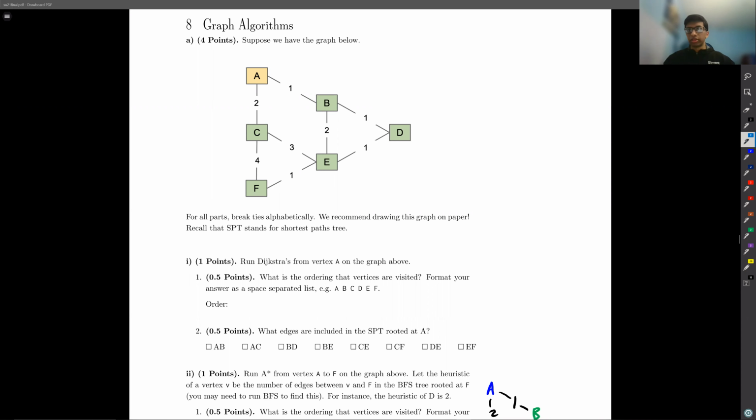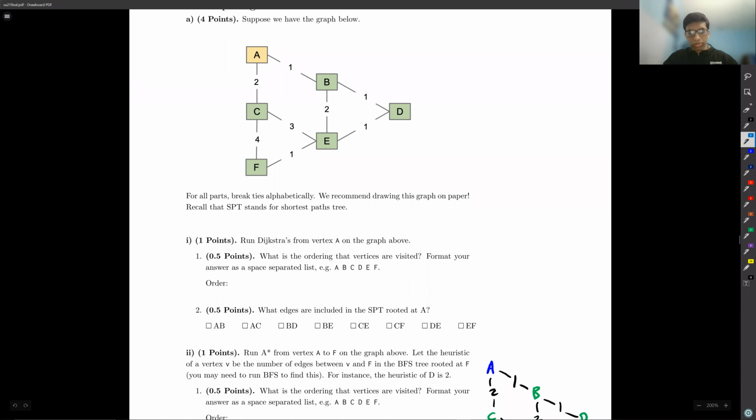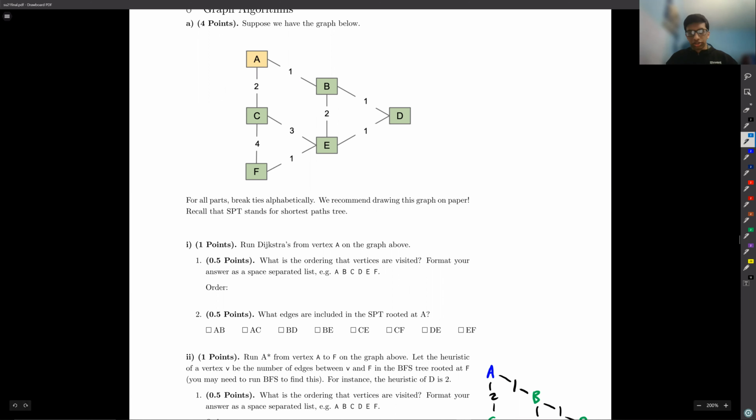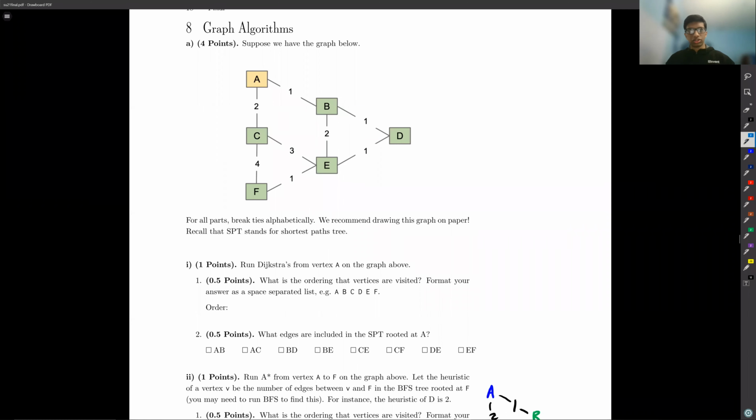Today we're going to be talking about the final, specifically a question on graph algorithms. So we're going to start with part A. We have some graph here, A, B, C, D, E, F. And we're trying to find first the shortest paths tree using Dijkstra's by running it on vertex A. And then we want to find the ordering that the vertices are visited in and what edges are included in it. So we can go ahead and get started.